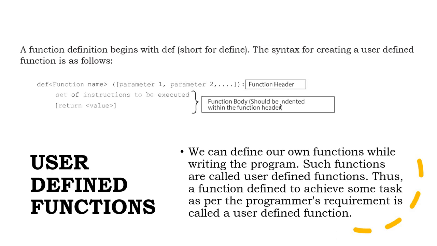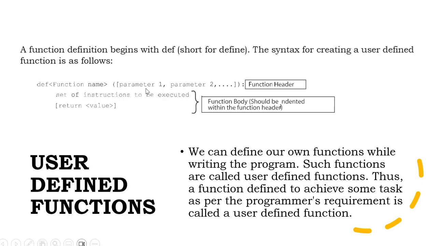So first we will start our discussion with user defined functions. Of course, for a user defined function, there is a keyword def, short for define. Here you want to define a function. So we will be using this keyword in Python, def. After that we will write the name of the function. So you can see the name of the function.